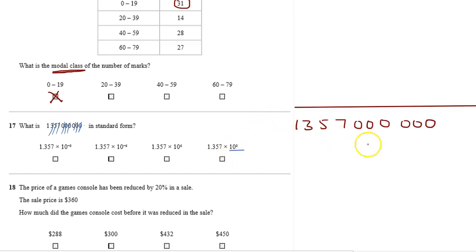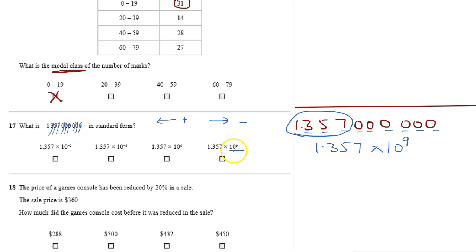See, 10 is to the power 9. You need not check any other, because we are moving in this direction, so it is positive. If you move in this direction, it will be negative. So this is the answer. Now here, standard form means decimal will come here after first digit. So 1, 2, 3, 4, 5, 6, 7, 8, 9. You can straight away write 10 to the power 9 and write these numbers. 1.357 into 10 to the power 9.